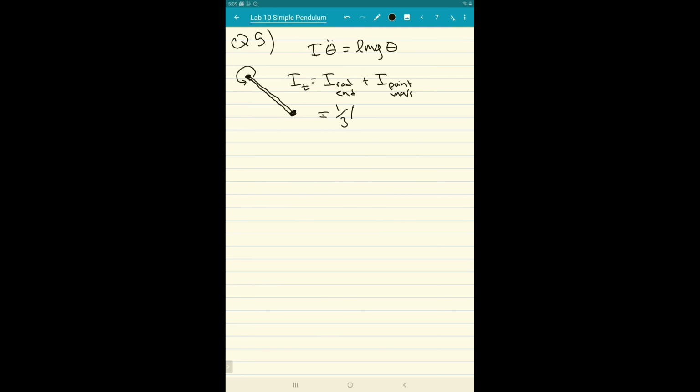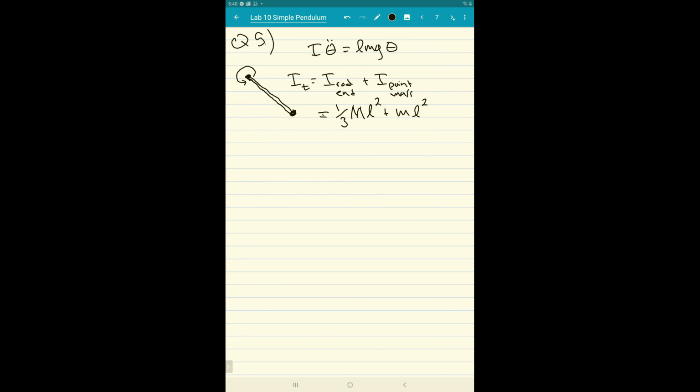I'll call it big M for the mass of the rod times its length squared. I believe it's 1/3. I should double check that. Yeah, it's a third. Plus the mass of the point mass, little m, times its distance from the axis, which is also L, squared. Okay, so that's our new rotational inertia if the rod itself has mass.